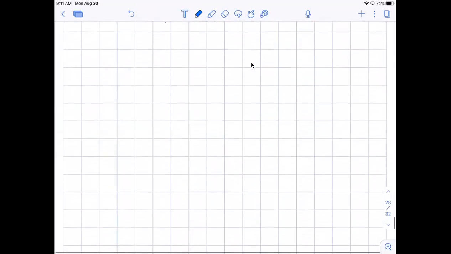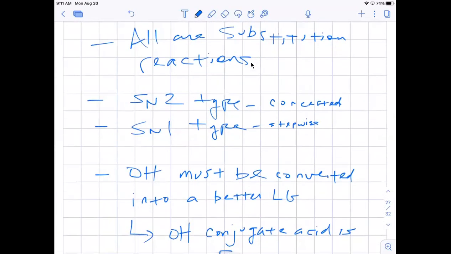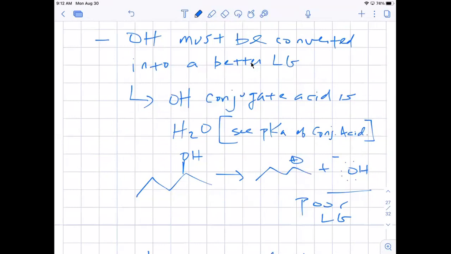So let's jump in. Remember, these are the tools we go in with to gauge and analyze these reactions. They're also going to answer questions as to why we do what we do and the mechanism. All of these are substitutions. We're swapping out OH for a halogen to convert an alcohol into an alkyl halide. They're all going to be either SN2 or SN1 type substitution in that substitution step. And then we have to make the OH into a better leaving group.